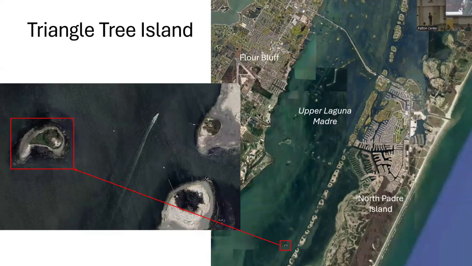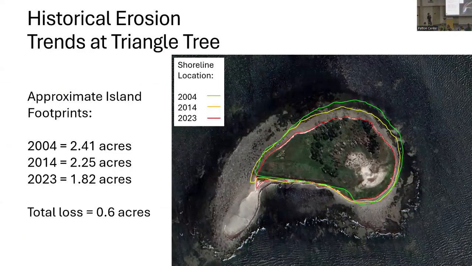So this project at Triangle Tree focused on Triangle Tree Island, which is located in the Upper Laguna Madre. It's about 6 miles south of the JFK Causeway. And this island is monitored by the Coastal Bend Bays and Estuaries program, and they have been noticing a lot of habitat loss over time. So the main problem Triangle Tree is facing is erosion due to wind-driven waves.